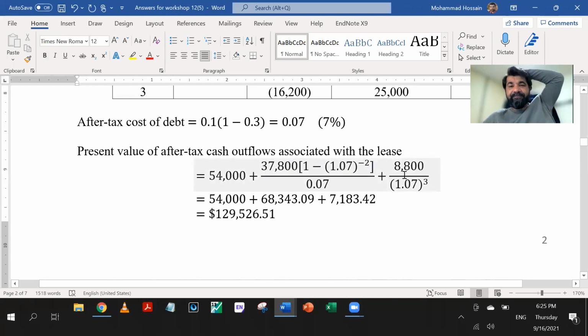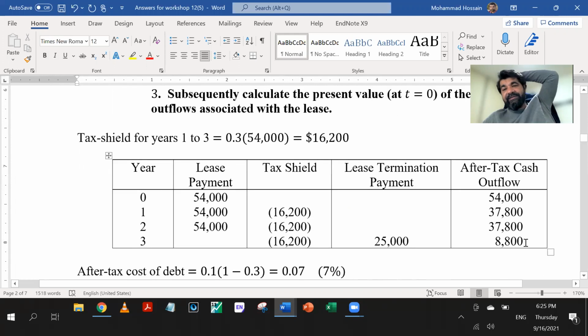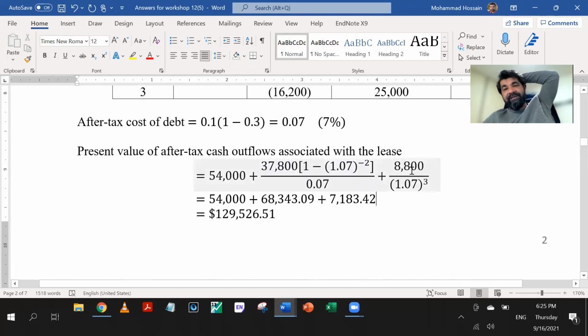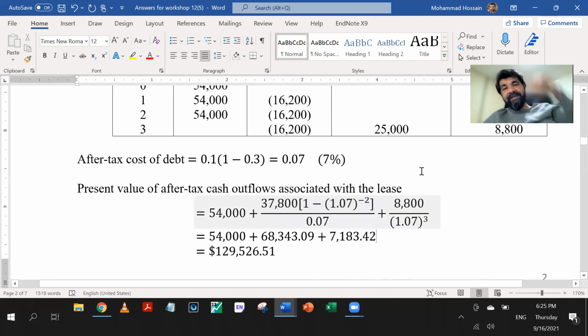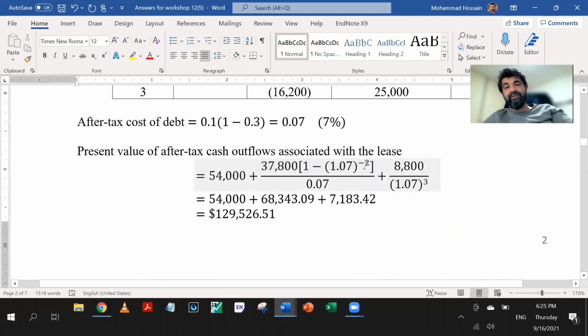Last year is 8,800. So you might ask questions, where is another 37.8? Because it's 2 years. So the total lease payment will be 129,526.51. That is your lease payment total.